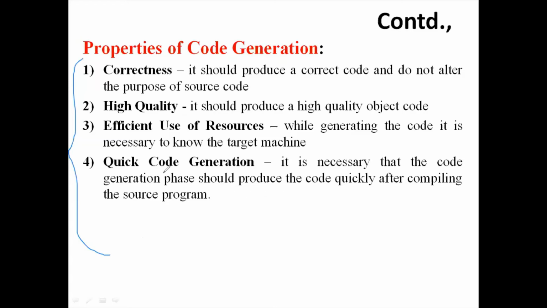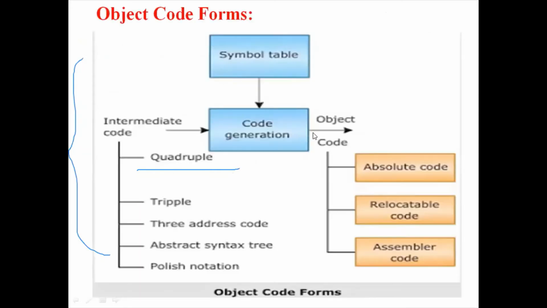Then the final thing, quick code generation. It is necessary to know that the code generation phase is the final phase of the compiler, and you should produce the code quickly after compiling the given source programs. So this is the main theme of the properties of code generation.